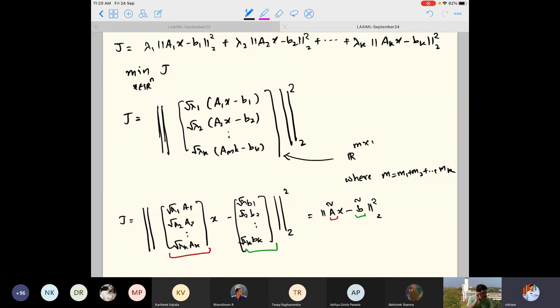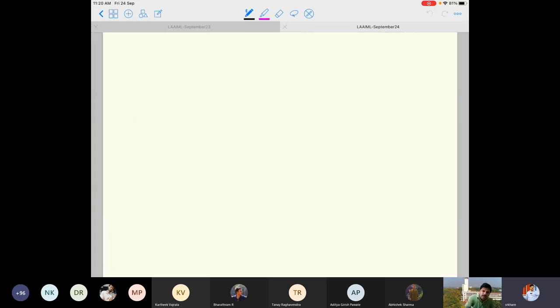So this is what you'll get: A tilde x is equal to b tilde, and m is equal to basically the sum m1 plus m2 plus mk. So you can call this A tilde a matrix in R m cross n, and b tilde a vector in R m cross 1, right? So that is what you have, and m is basically the sum m1, m2, mk. And now if the columns of this matrix A tilde are linearly independent, columns of A tilde are linearly independent.